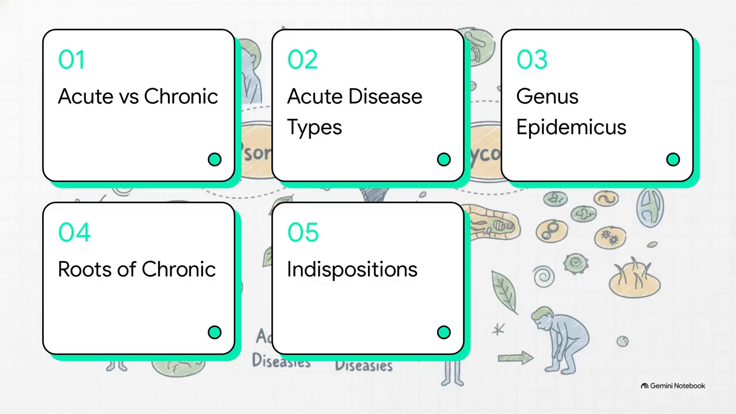Okay, let's dive into this taxonomy tree. Here's our map for today. First, we'll look at the split between acute and chronic disease. Second, the three types of acute disease. Third, unlocking the genus Epidemicus. Fourth, the roots of chronic disease. And finally, indispositions and mixed cases.